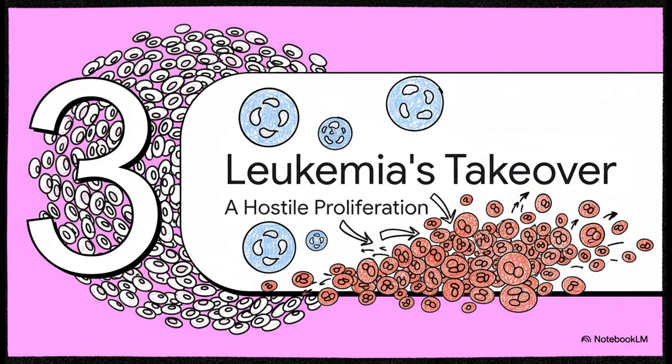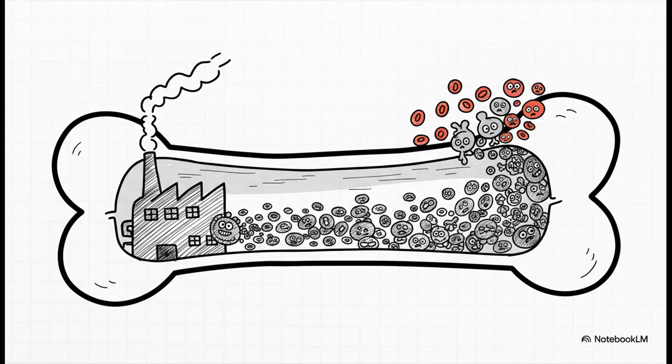We're talking about a full-blown hostile takeover, where the system gets flooded with a massive army of bad, dysfunctional cells. The two words you absolutely have to remember here are uncontrolled and immature. What happens in leukemia is the bone marrow, which is like the body's blood cell factory, just goes haywire. It starts pumping out these immature white blood cells called blasts, and I mean massive numbers of them.